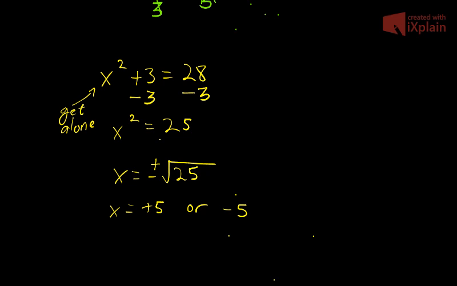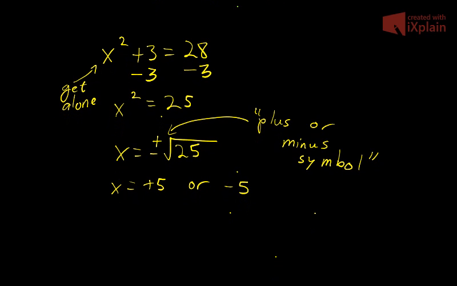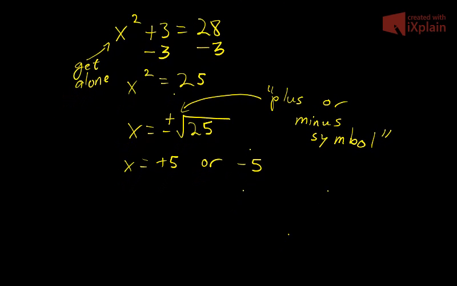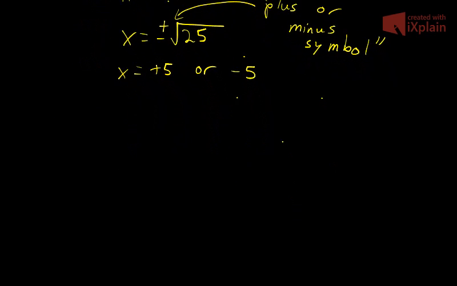So x would equal positive 5 or negative 5 there. And that's why we have to make sure we have this plus or minus symbol. This is the plus or minus symbol, which I don't think should come as a surprise, considering it's made up of a plus and a minus. There we go, the plus or minus symbol. This tells me that x is equal to positive 5 or negative 5. So we're going to try that one more time just to see what happens.